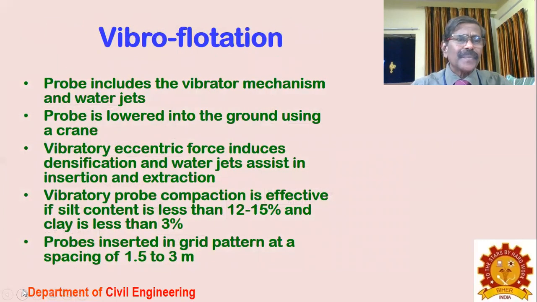So Vibro-flotation is a probe that includes the vibrator mechanism and water jets. The probe is lowered into the ground using a crane. Vibratory eccentric forces induce the densification, and water jets assist in the insertion and extraction. Vibratory probe compaction is effective when the silt content is less than 12 to 15% and clay is less than 3%. The probe is inserted into grid patterns at spacings of 1.5 meter to 3 meter gaps. You mark it with the grid size, and at every node you put a Vibro-flotation probe to compact the soil.